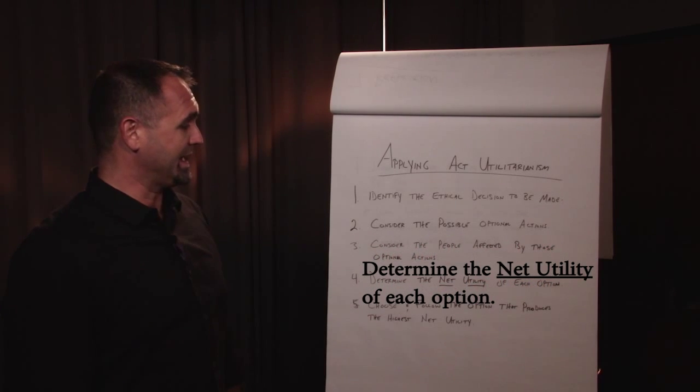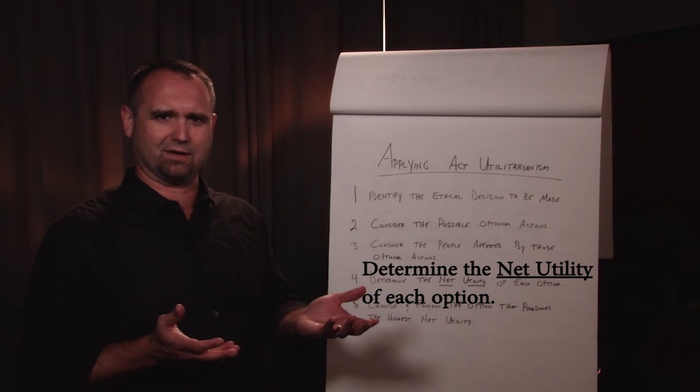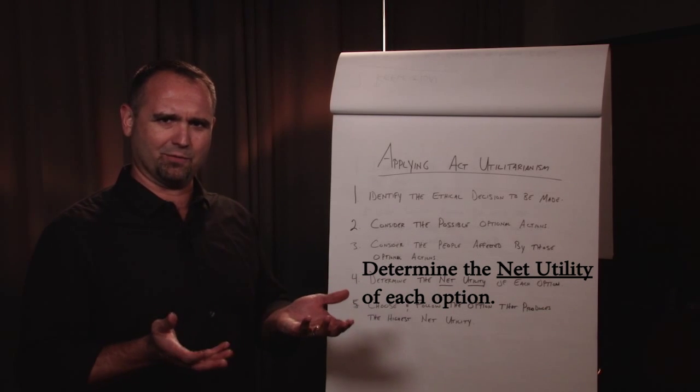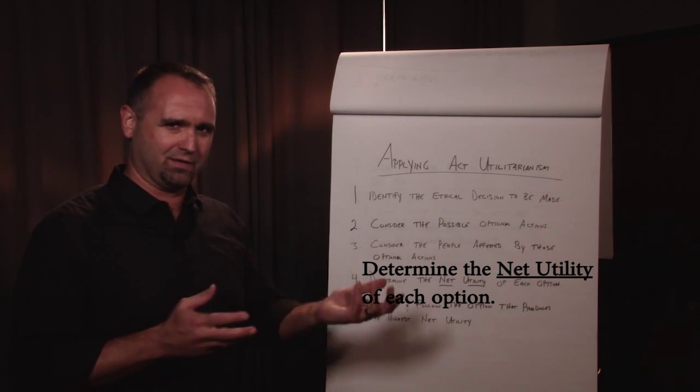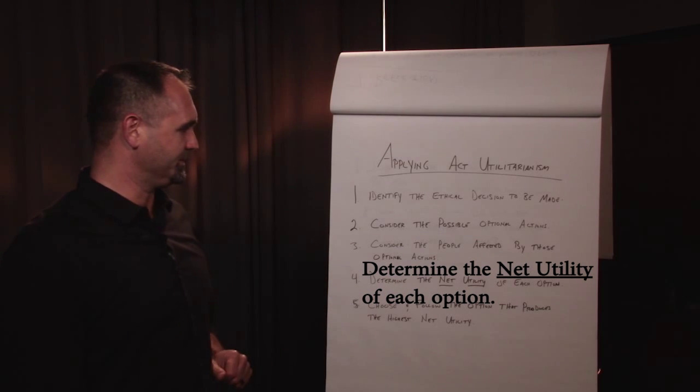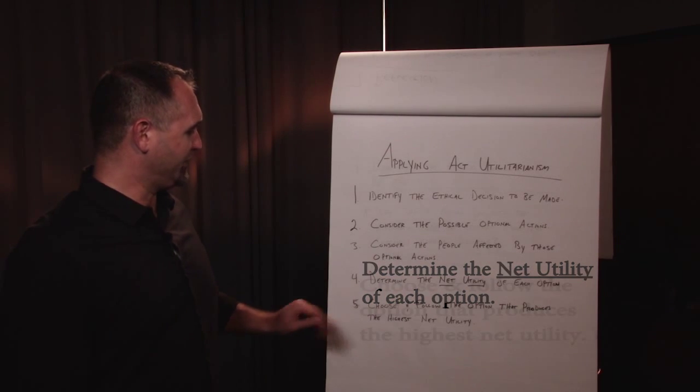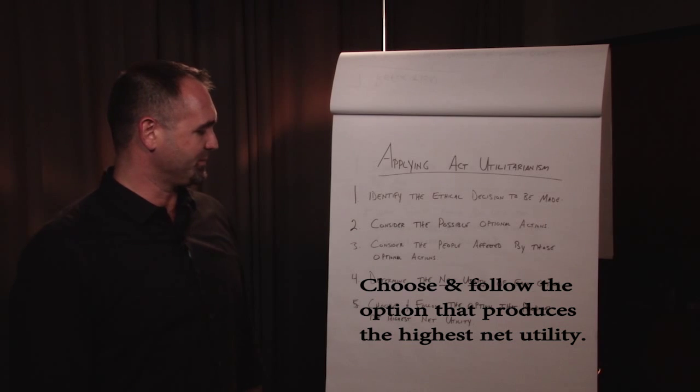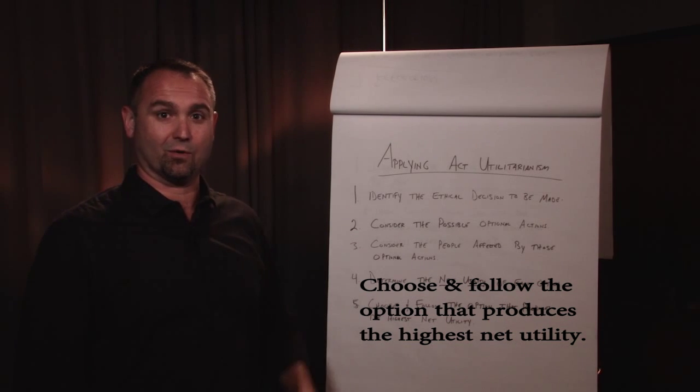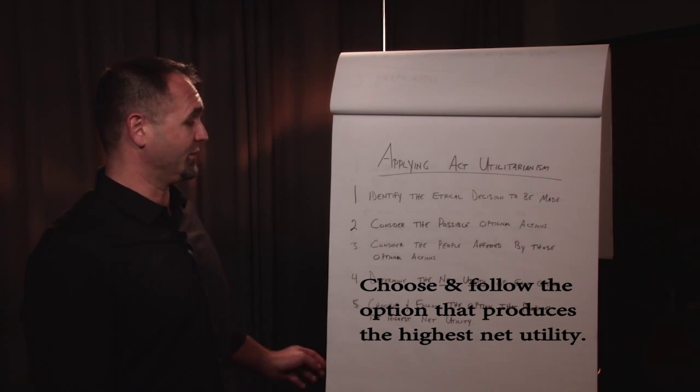Fourth, determine the net utility of each option, and here's where the greatest happiness principle or utility principle comes into play, where you're weighing out the expected pleasures and pains. And fifth, choose and follow the option that produces the highest net utility. So which of these options is the one that makes the most people happy?